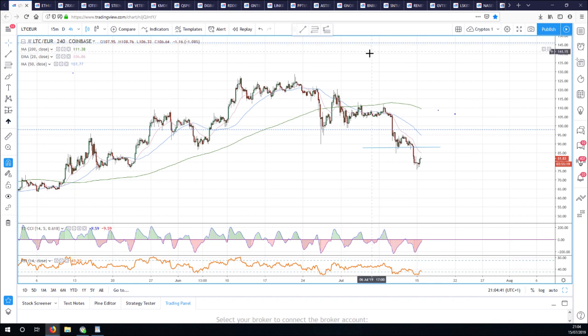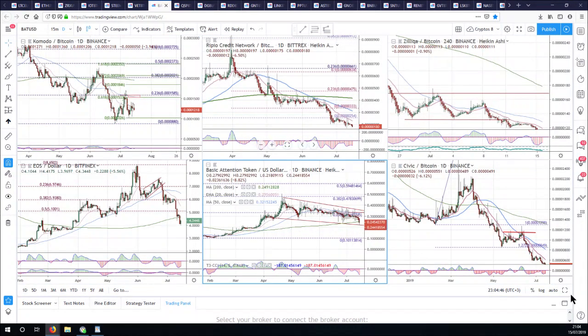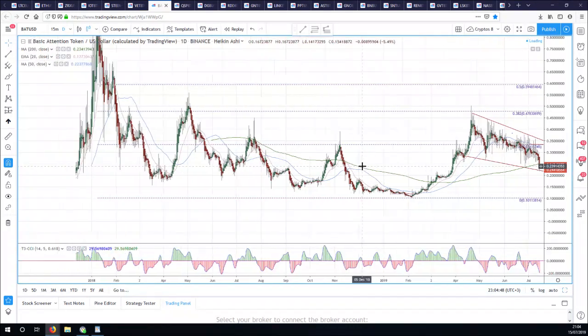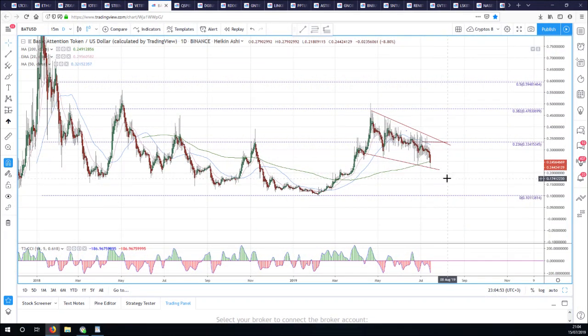Hello Michael, Michelle, let's take a look at basic attention token. One of my favourite charts. How long have I been looking at this wedge on the basic attention token chart? I can't wait to buy this one. And I do look at it all the time.